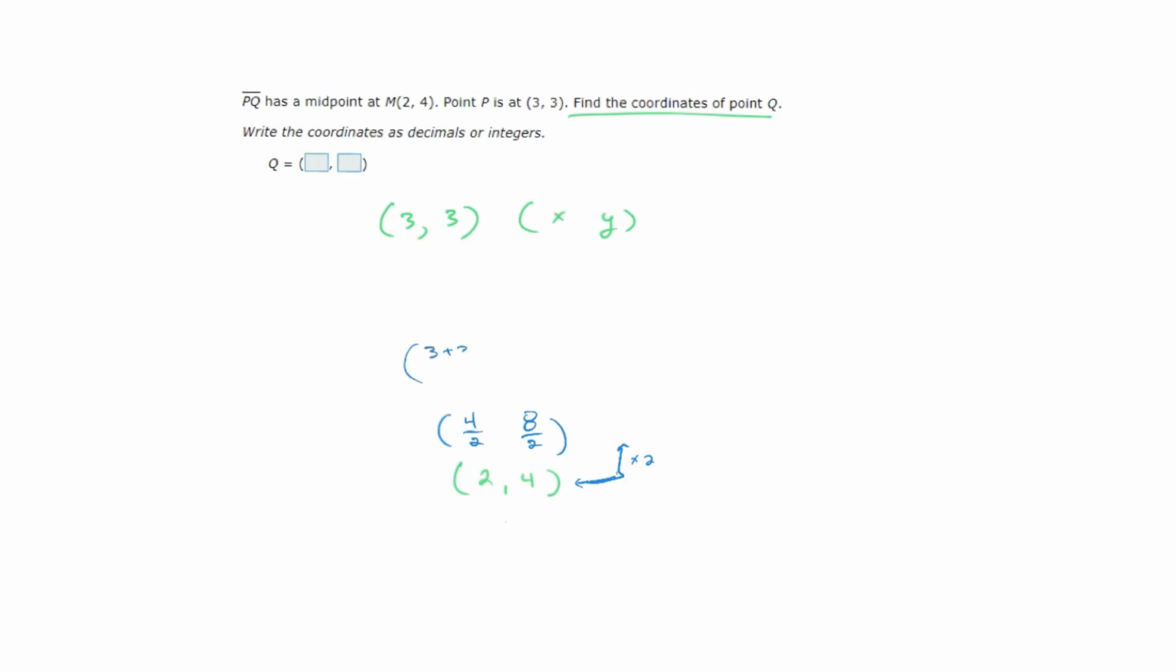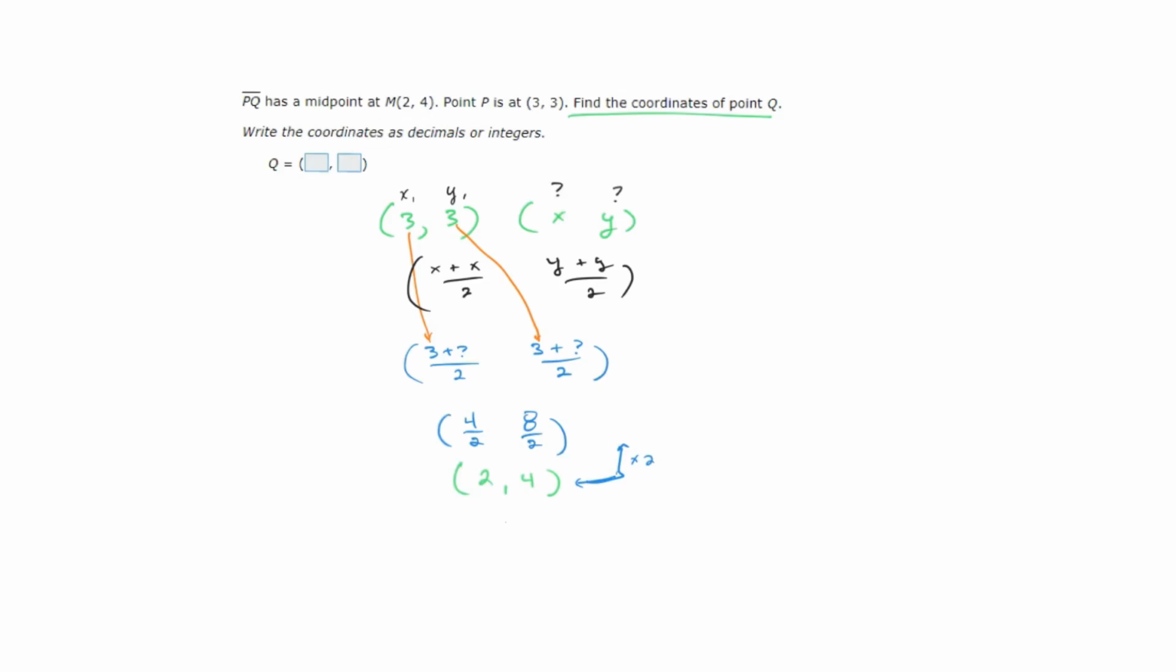Now, before that, we want 3 plus a number over 2 to get 4 over 2, and we also want 3 plus a number over 2 to get 8 over 2, right? Because we're using this 1 point here and this 1 point here, as we have x plus x over 2 and y plus y over 2. So we're using one of our x's here and here, and then we're asking about this and this.